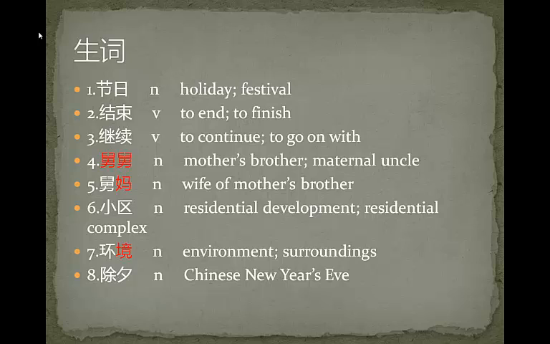Nan, it means male. Remember this character? We explained that it's the power or the labor in the field. It's male. So the upper part gives the pronunciation, and the lower part indicates the meaning. 第五个舅妈, 舅妈: wife of the mother's brother.